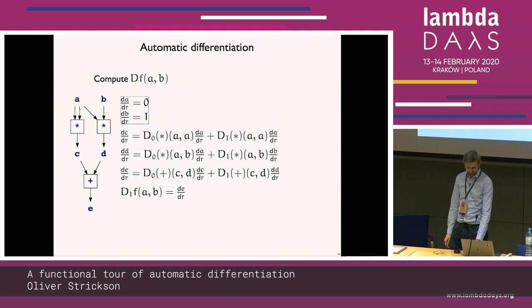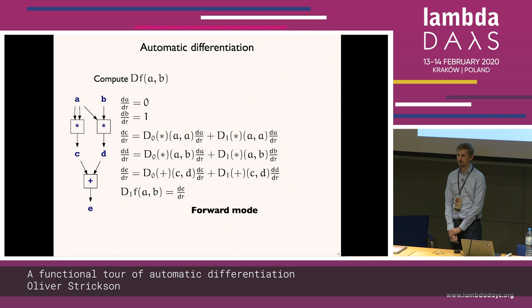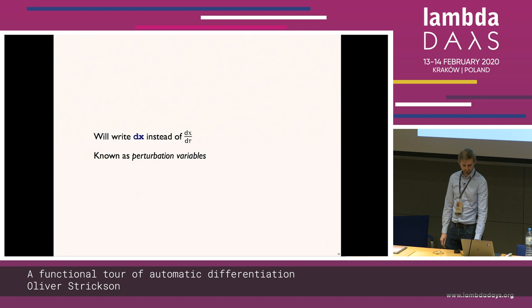I start at the top of the graph and I just propagate these things through in the same direction as my computation took. So that's forward mode. And I'll write in the code little dx instead of dx by dr, and sometimes call them the perturbation variables.